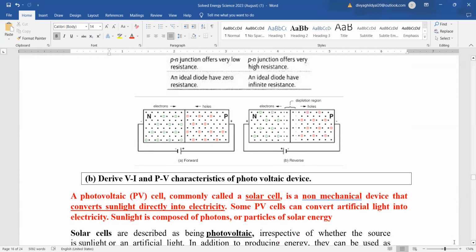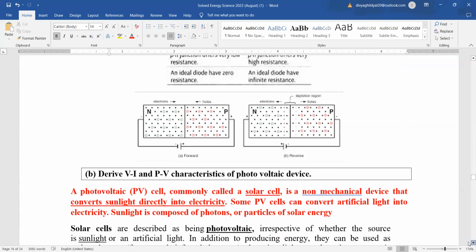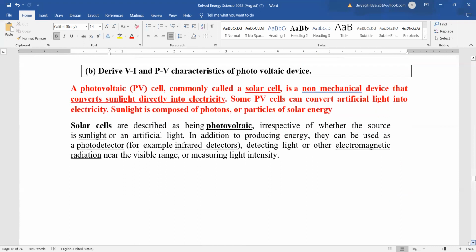VI and PV characteristics of photovoltaic cells. A photovoltaic cell is basically the solar cell, where you have to see that it is converting sunlight into electricity. Now, these days, if sunlight is not there, we also have such types of solar cells which are converting artificial light into electricity.